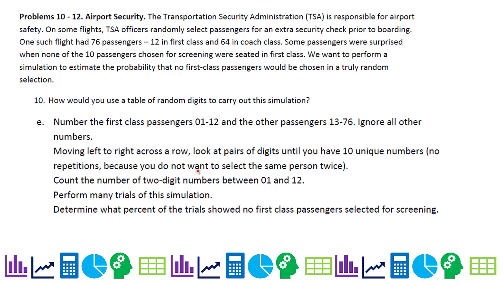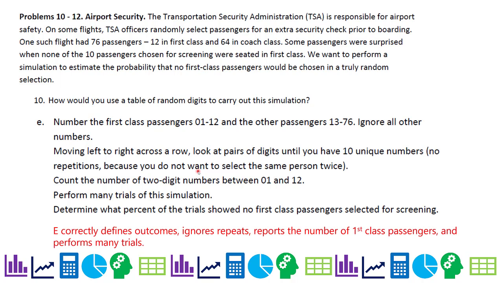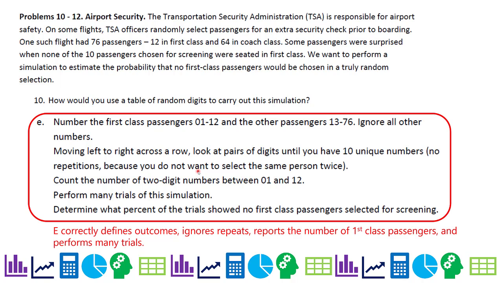Choice E. So we have the same beginning. The next part, no reps, pairs of digits. Count the number of 2-digit numbers between 01 and 02. Perform many trials and determine what percent of the trials showed no first-class passengers selected for screening. We like this one. It defined the outcomes. It ignores repeats. It reports the number of first-class passengers, and it performs many trials. So the correct answer is E. We don't even have to look at A.